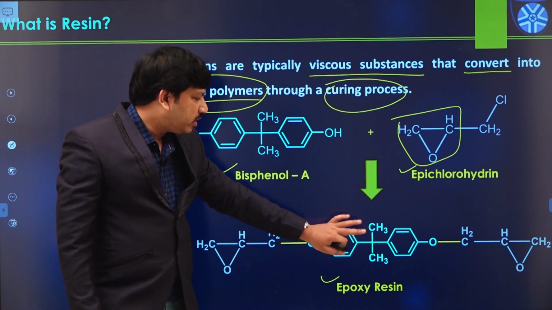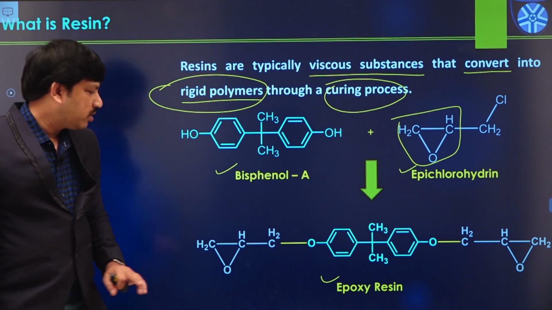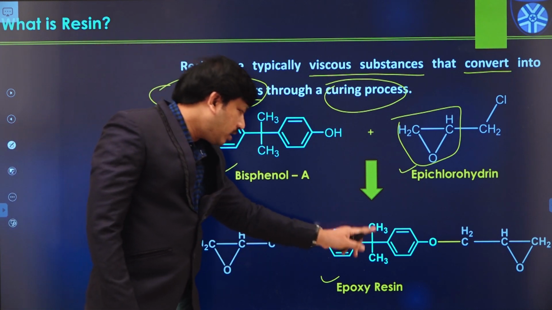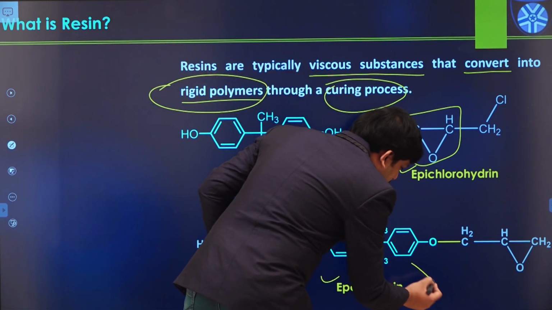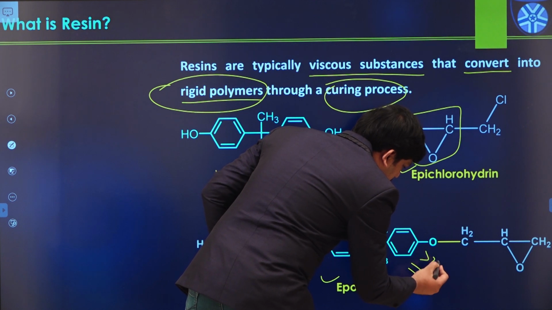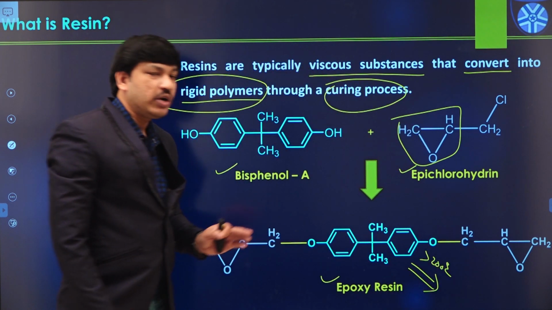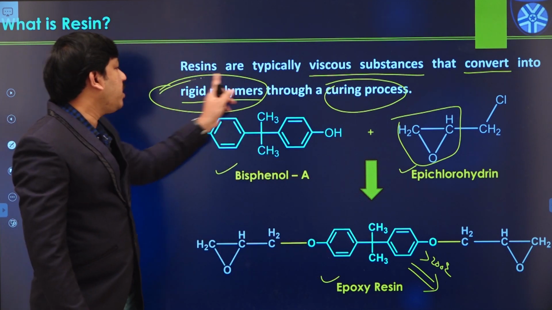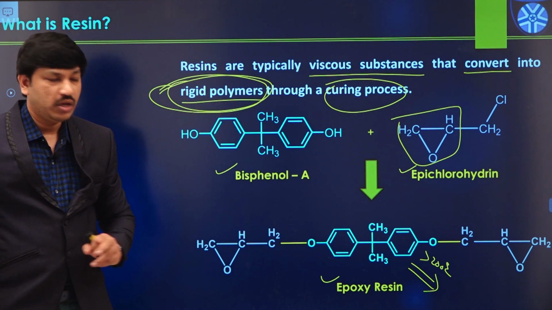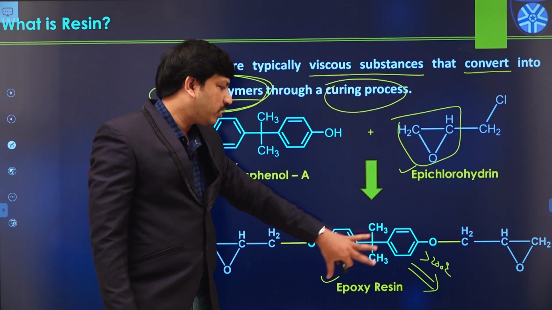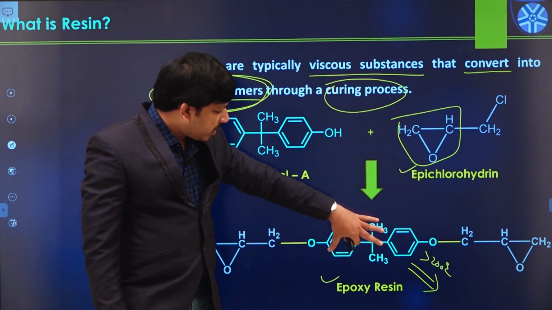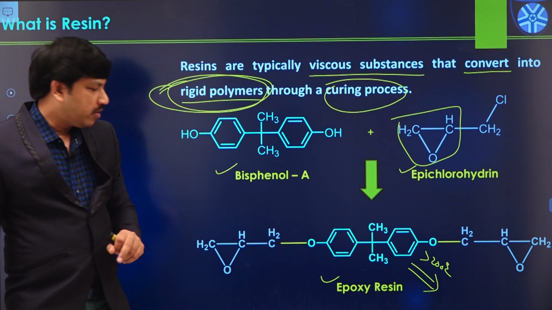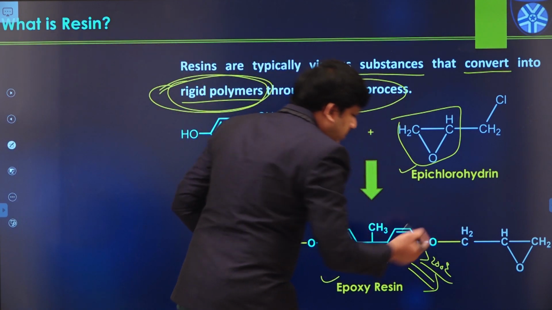Resin molecules like this always have some kind of complex structure, and this resin is a viscous substance, a very thick substance. If we provide a suitable temperature, greater than 200 degrees centigrade in this case, this resin converts into the corresponding highly rigid polymer. This is not the polymer. This is only a flexible viscous substance, but it can be converted into a very highly rigid polymer if you provide a suitable curing agent.